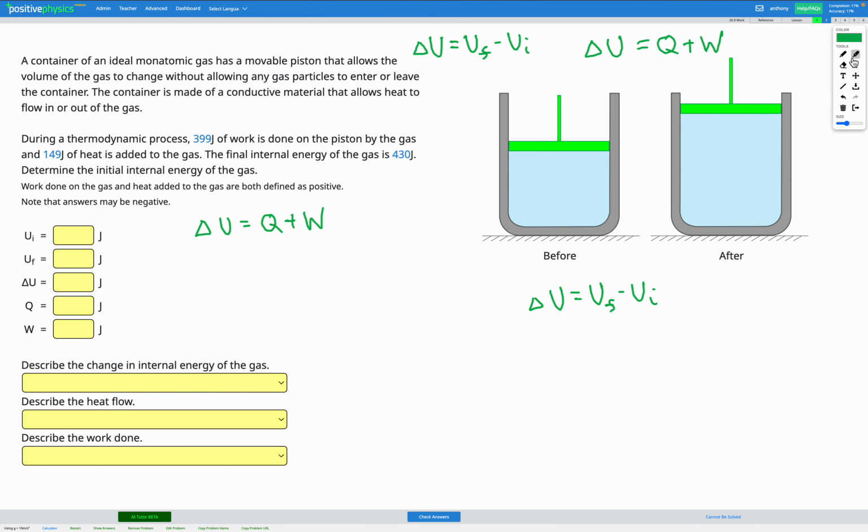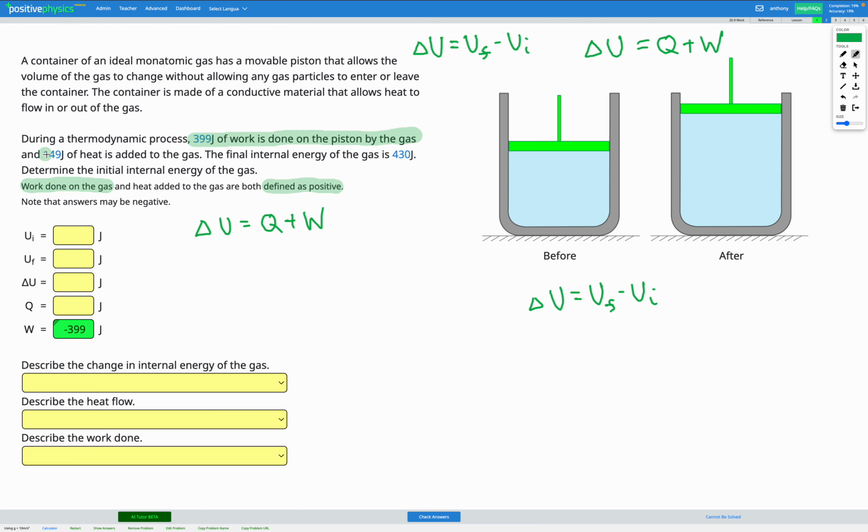Let's do one more question of this type. In this question, during a thermodynamic process, 399 joules of work is done on the piston by the gas. Now we know that work done on the gas is defined as positive. So work done on the piston by the gas, that's going to be negative. So we're going to go ahead and fill in that for our W, which is the work, is going to be negative 399. That shows that energy is removed from the system.